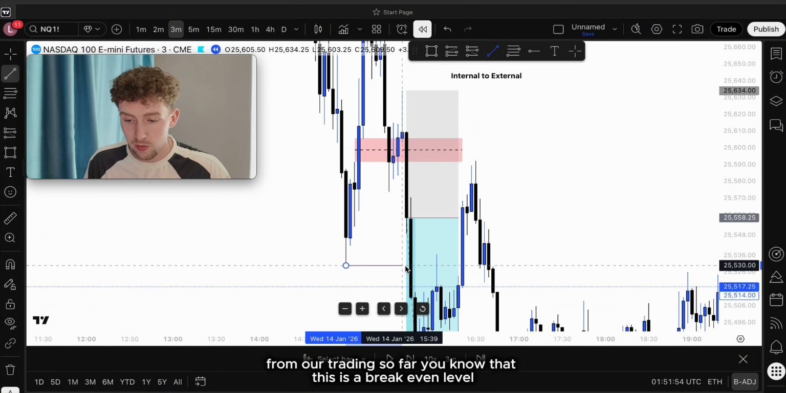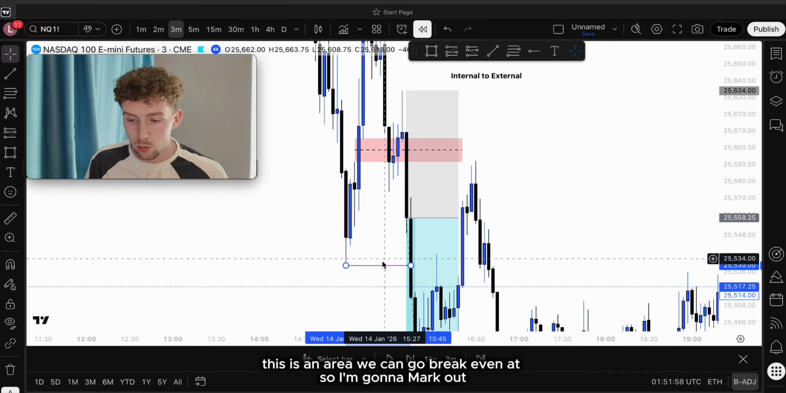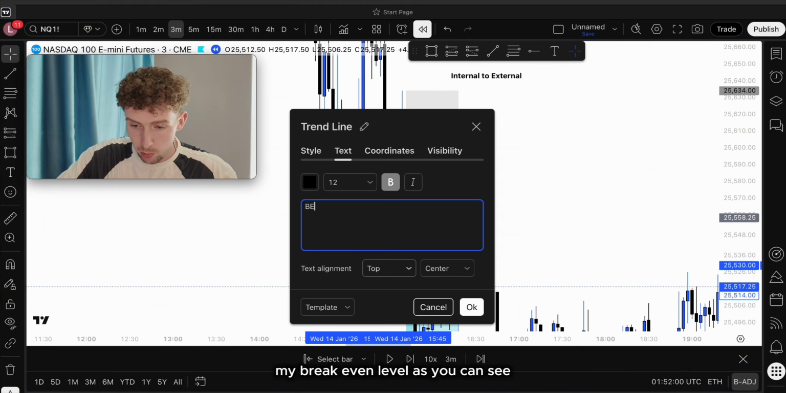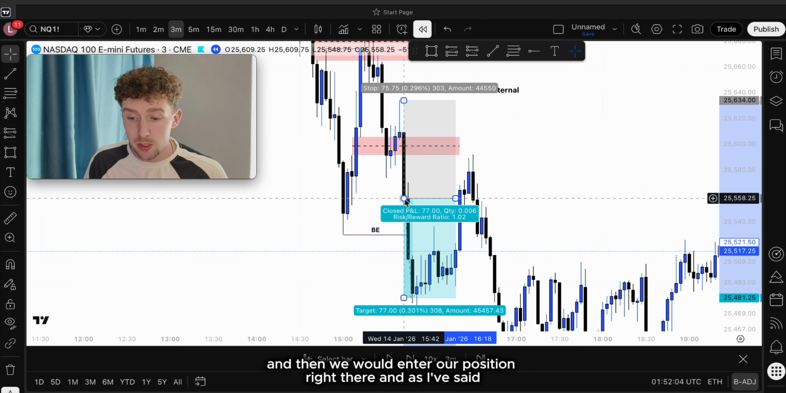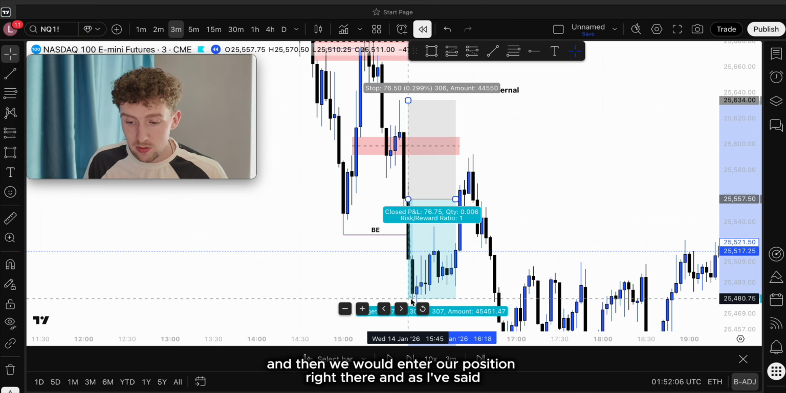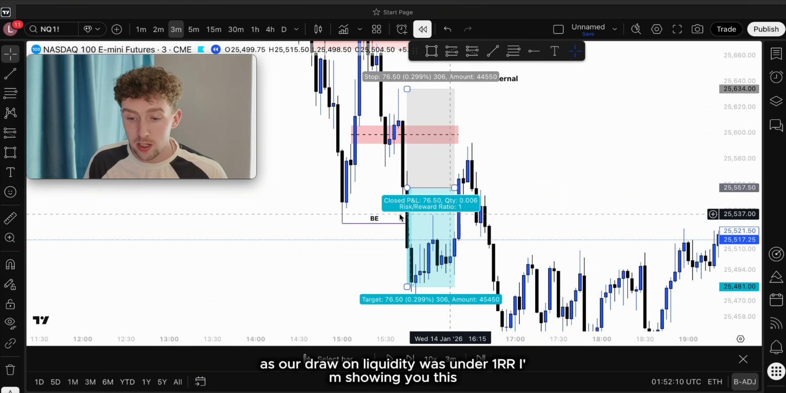From our trading so far, you know that this is a break-even level. This is an area we can go break-even at. So I'm going to mark out my break-even level, as you can see. And then we would enter our position right there. And as I've said, we don't have many draws on liquidity lower, as our draw on liquidity was under 1 hour.